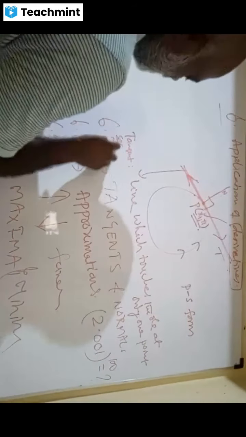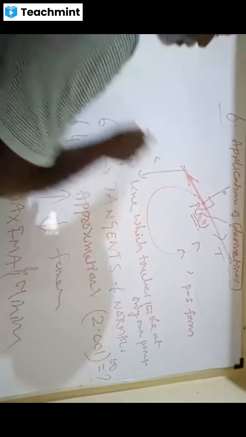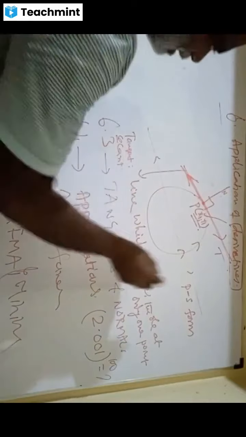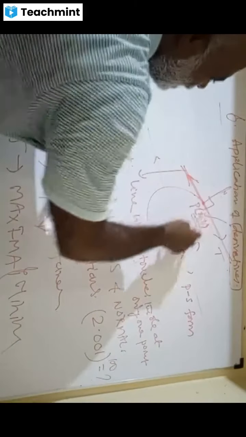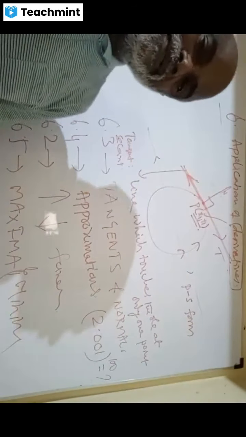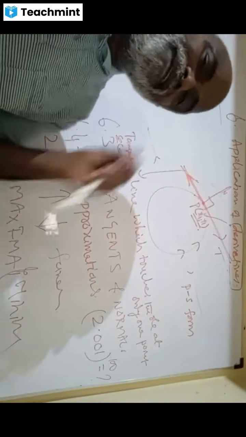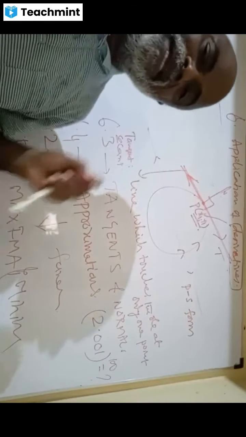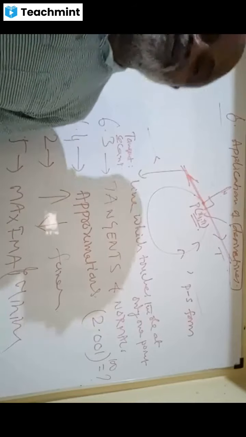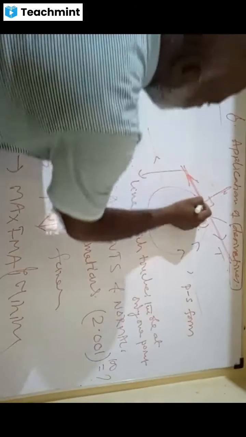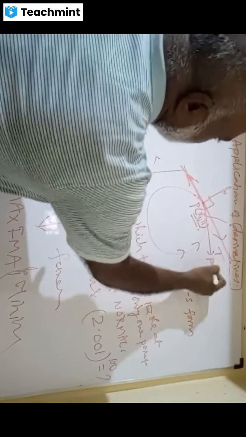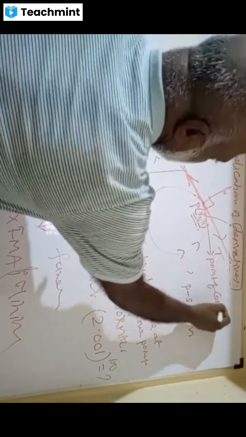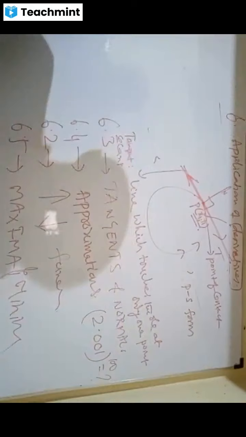Whereas what is a secant? A line which cuts the circle at 2 points is called a secant. The normal at a point is nothing but the line perpendicular to the tangent at that point, at the point of contact. This is called the point of contact. So that is about our tangents and normals.